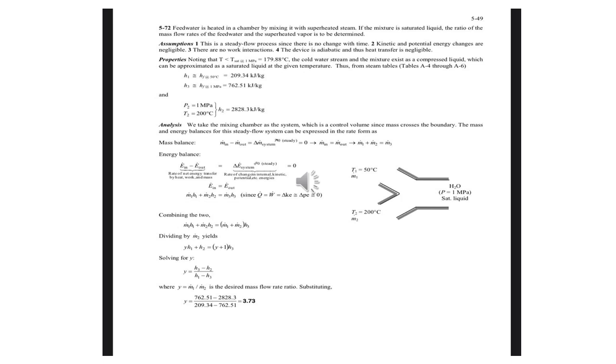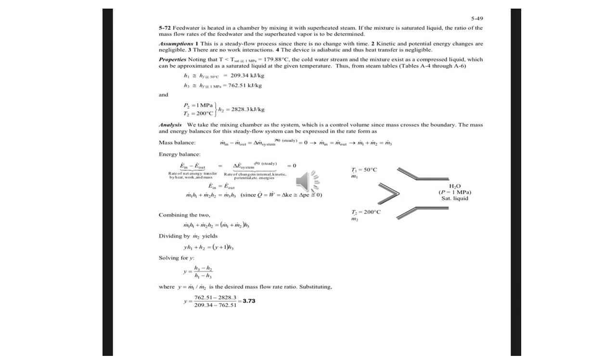Feed water at 20 degrees Celsius is heated in the chamber by mixing it with superheated steam at 200 degrees Celsius and 1 megapascal. The goal is to determine the mass flow rate ratio of the feed water to the superheated vapor when the mixture exists as saturated liquid at 1 megapascal.